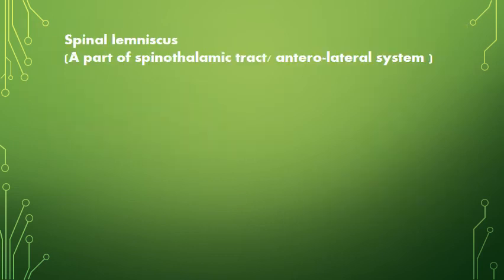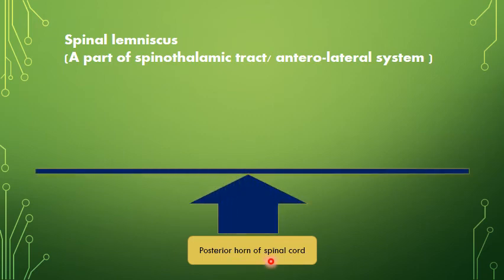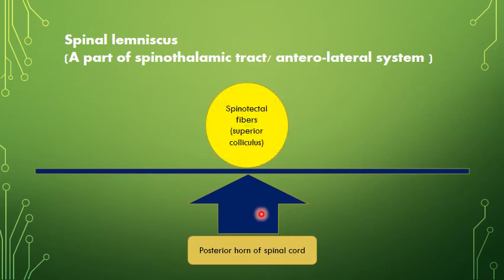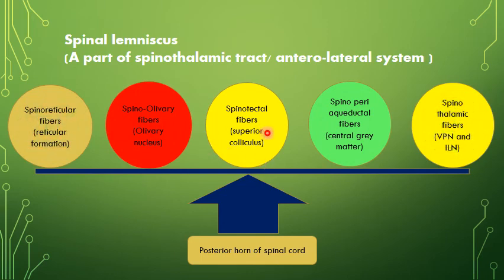So next one is the spinal lemniscus. It is a part of the spinothalamic tract or the anterolateral system. So from the posterior horn of the spinal cord, it gives several fibers. The first one is the spinotectal fibers, to the superior colliculus. The spinotectal fibers go from the spinal cord to the tectum, the superior colliculus.